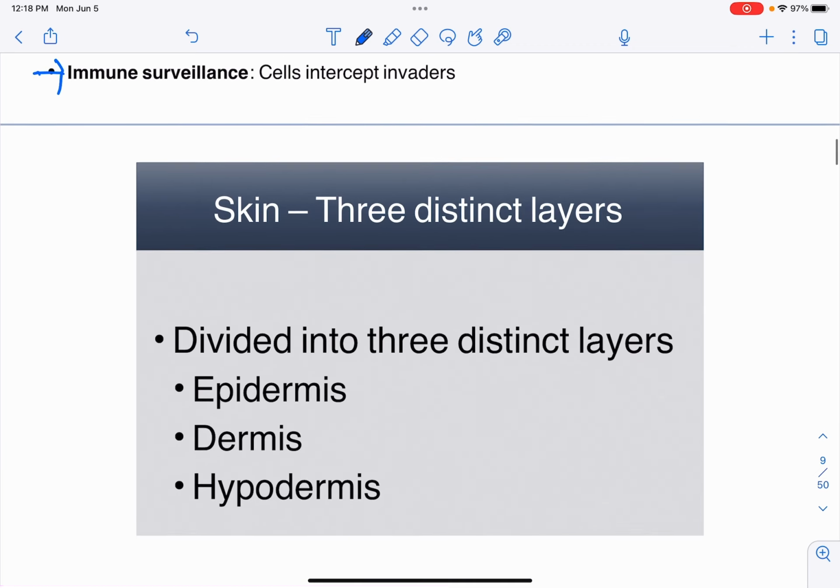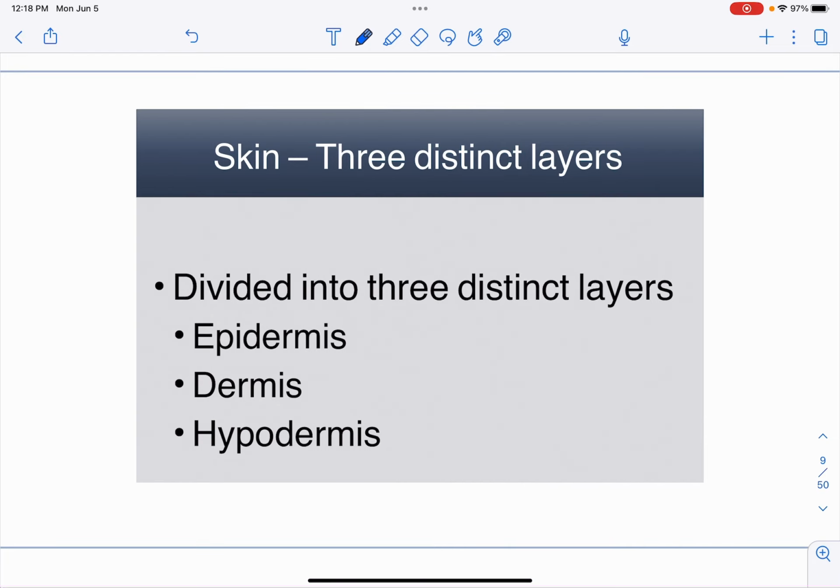So let's start to look at what skin is made up of. We're going to start in a simple way, and then we'll get more and more detailed as we work through the lecture. There are 3 distinct layers that make up skin. The epidermis, which is the epithelium, and I'll show you that. The dermis, which is connective tissue. And then the hypodermis, which is also connective tissue.